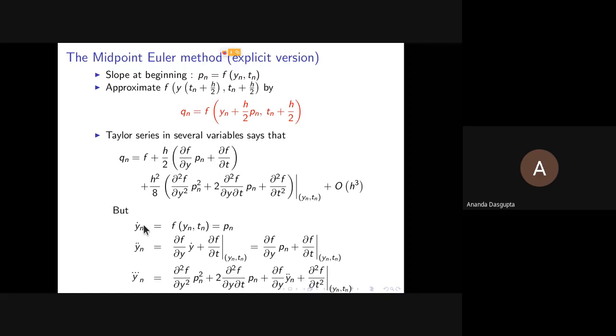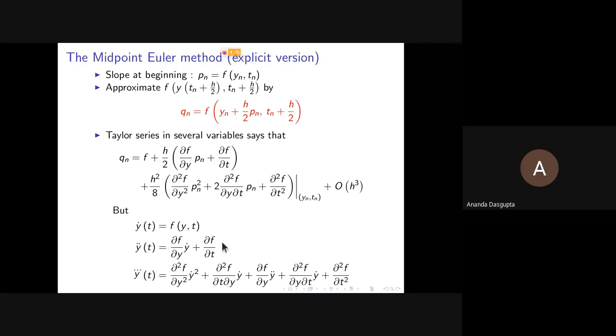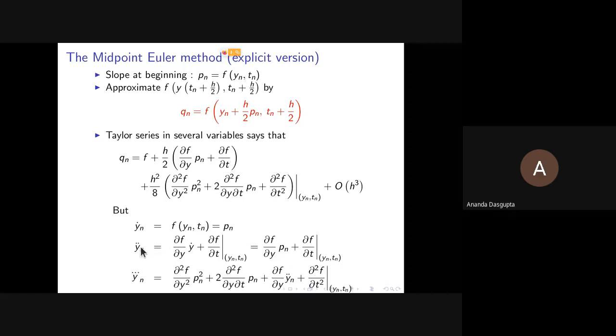And if you want to evaluate this at n, that's what you really want, right? Because these are the expressions for the derivatives in general. But in the Taylor series, what we want is the value of the derivative at the beginning of the interval, when t is tn and y is yn. So y dot at Tn is simply f of yn comma Tn, which is of course what I've called Pn. For yn double dot, I just take this expression and put in yn comma Tn here. So it's del f del y at yn comma Tn times Pn, because y dot is Pn, plus del f del t at yn comma Tn.